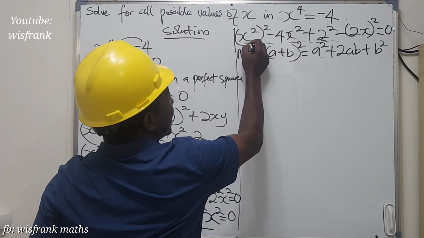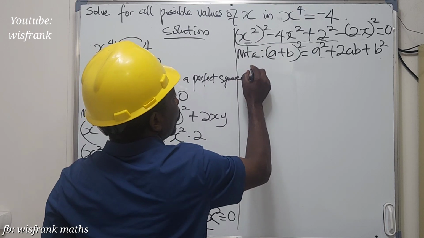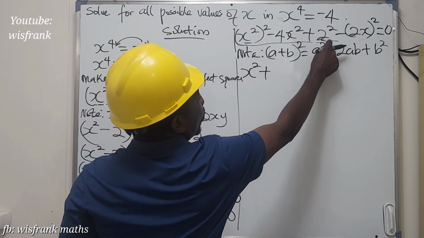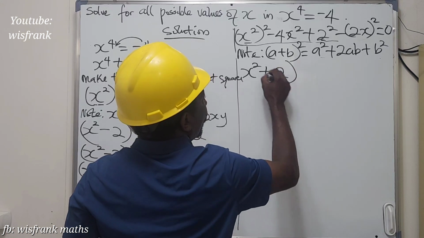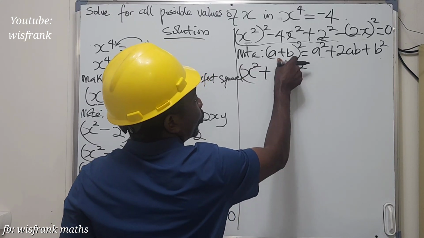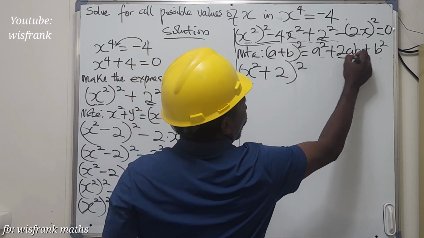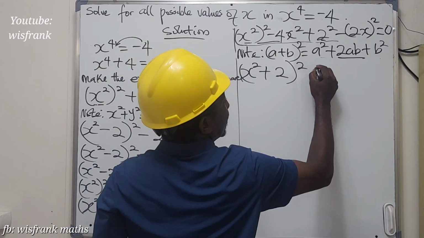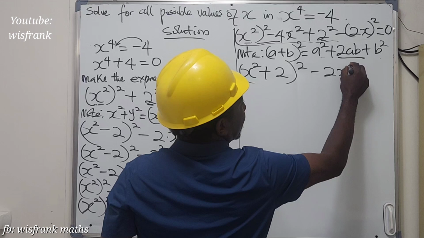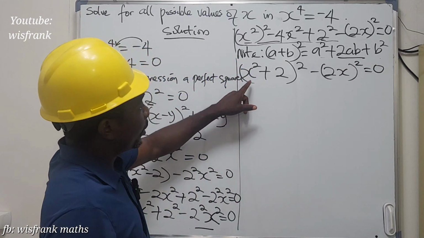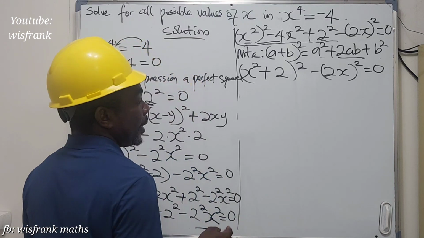As we said that this is our a, so this will become (x^2 + 2)^2, with b being 2, all to the power of 2. We are expressing this in this format because here is what we have here. So we bring down this minus (2x)^2 equals 0. Looking at what we have here now, it is in this form.